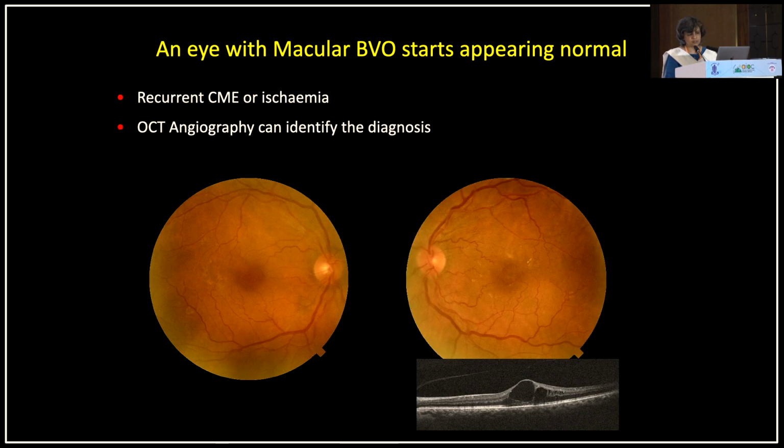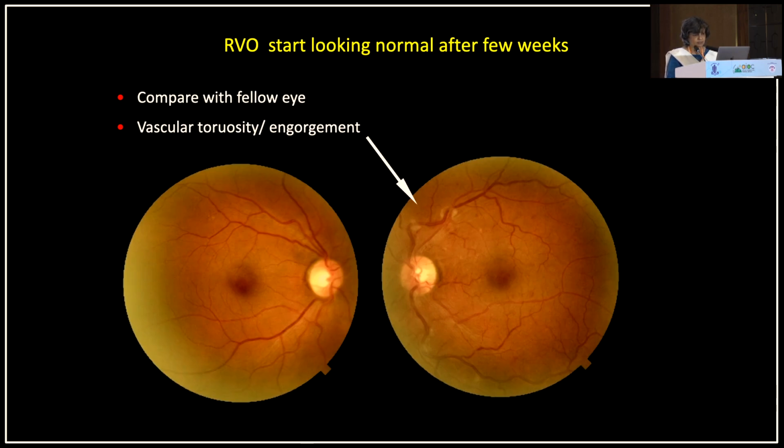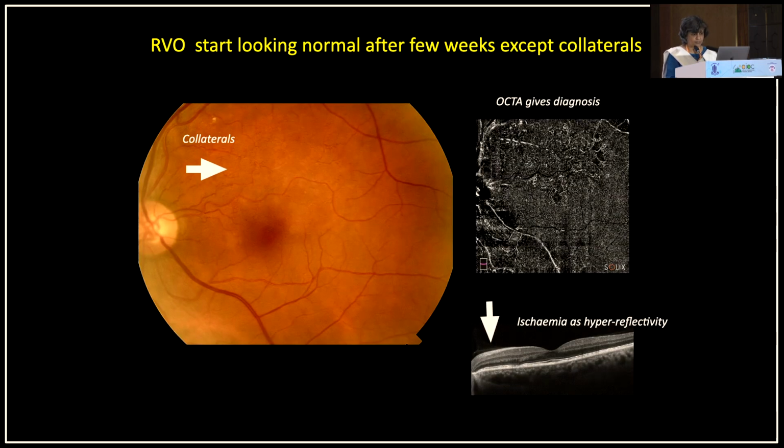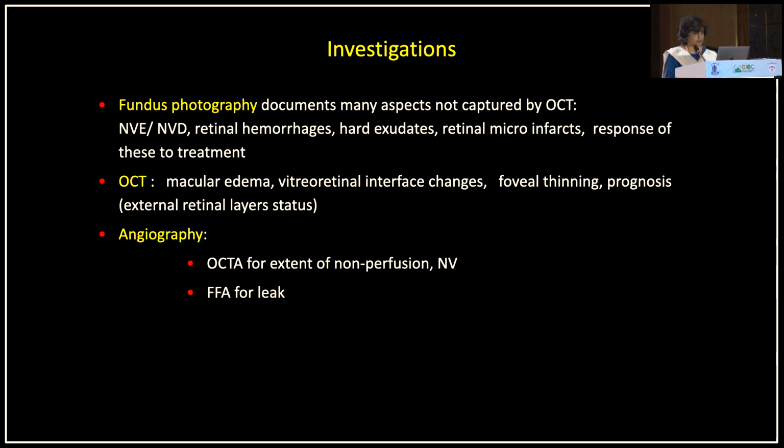And the fundus picture can look completely normal in a macular vein occlusion very rapidly, but it can still get CME. So the best way to know whether it's an RVO is to compare the vessels with the other eye, where you can catch the minor tortuosity compared to the fellow eye. You can see the collaterals, which may be very subtle, but OCT angio is very important to make the diagnosis.